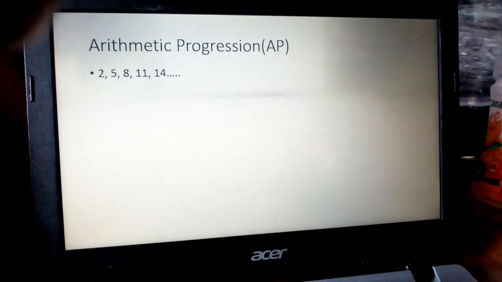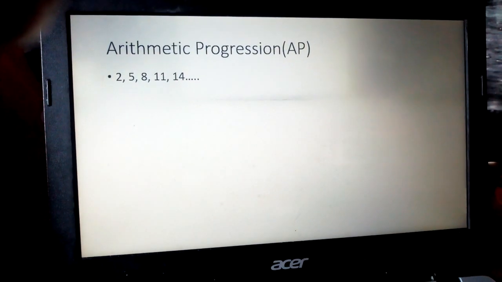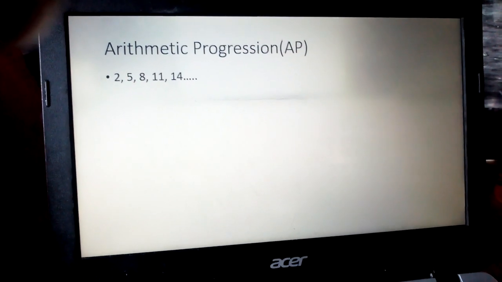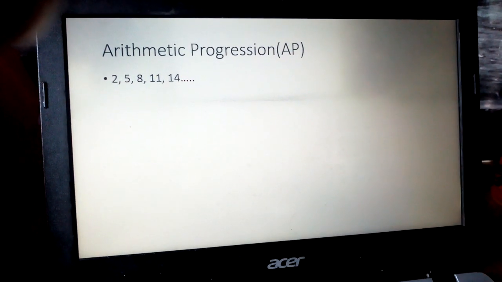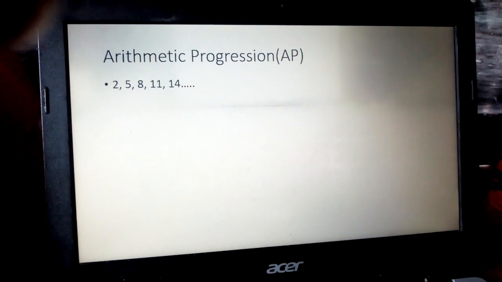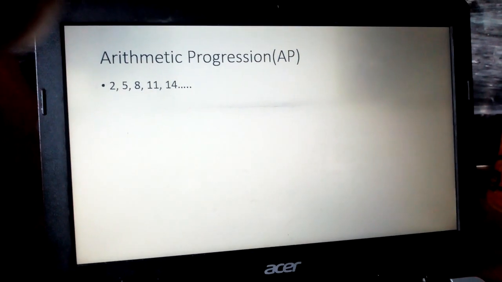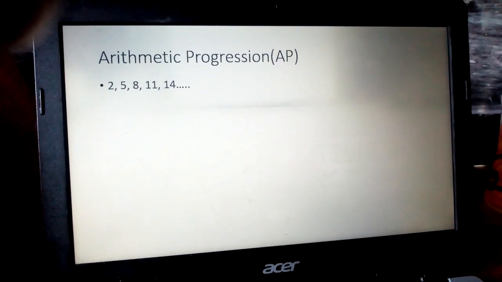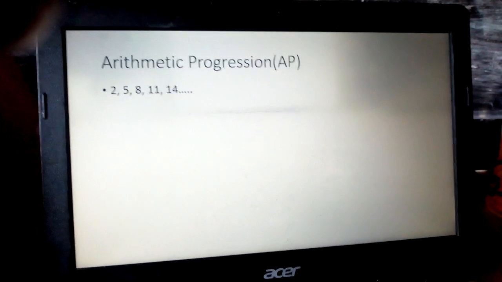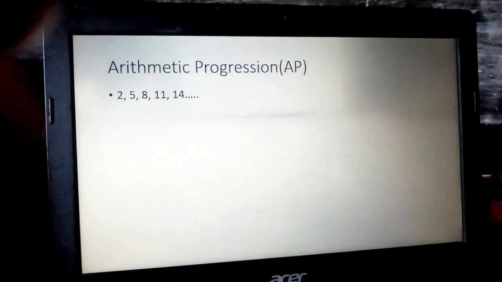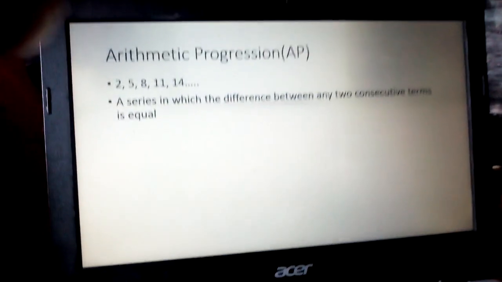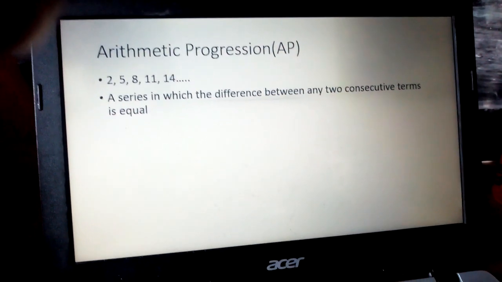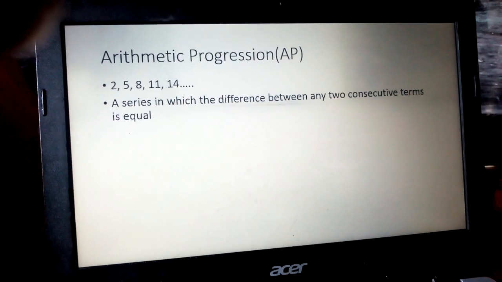Now let's have a look at this particular series. This series consists of 5 numbers: 2, 5, 8, 11 and 14. Now what is the difference between the first two numbers which appear in this series? 3. 5 minus 2 is equal to 3. Again 8 minus 5, again 3. 11 minus 8, again 3. 14 minus 11, again 3. This basically is an arithmetic progression. A series in which the difference between any two consecutive terms is equal is called an arithmetic progression.